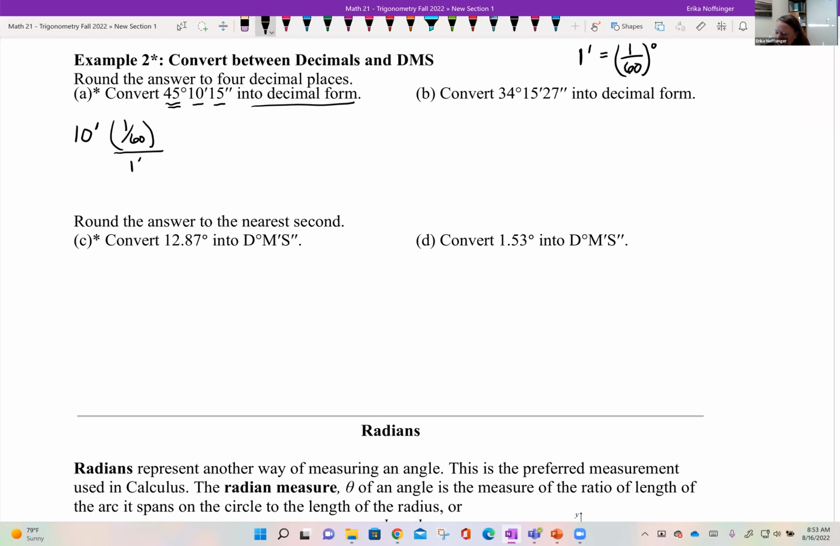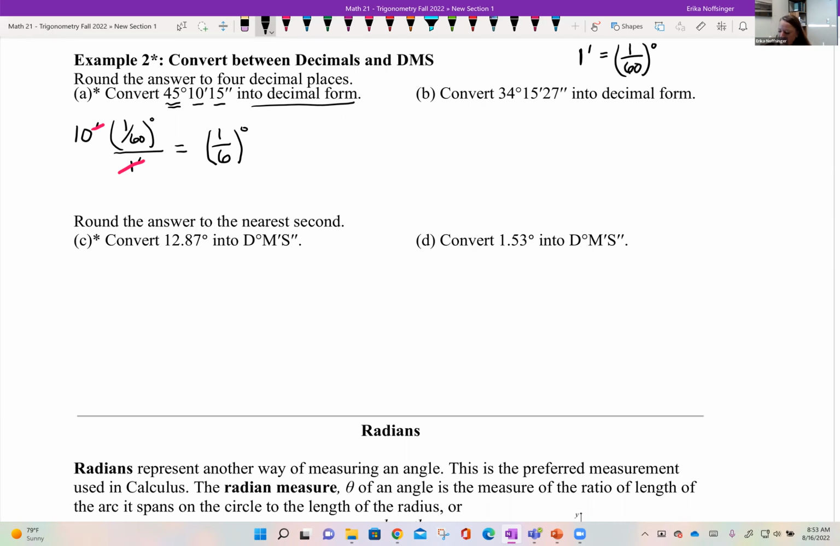Let's just write it like this. So we can cancel that 1 minute cancels with this minute up here. And we have 10 times 1/60. So this is giving us 1/6 of a degree. It's going to want us to round, and it's going to want us to put this in decimal, but we want to wait until the very end before we start rounding.